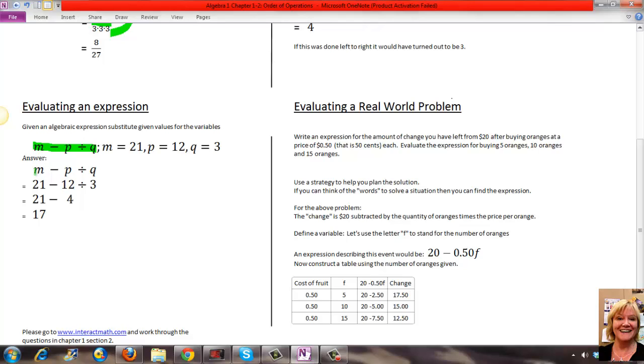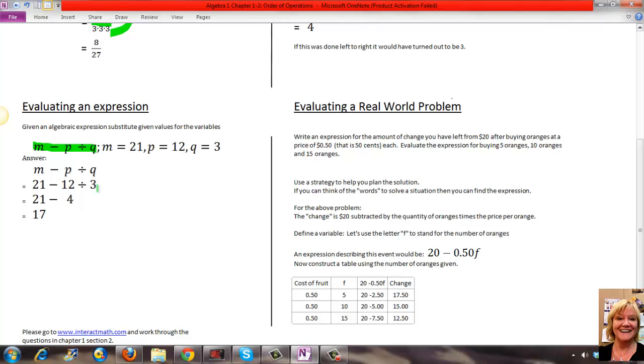I've substituted, that's the word you use when you replace one value for another, and I've replaced the m right underneath it with a 21. I've rewritten the negative or the minus sign underneath, and then I've replaced p with 12 right underneath. I've kept the division sign, see that right under there, and then the Q. Q divide is basically replace it by the 3.